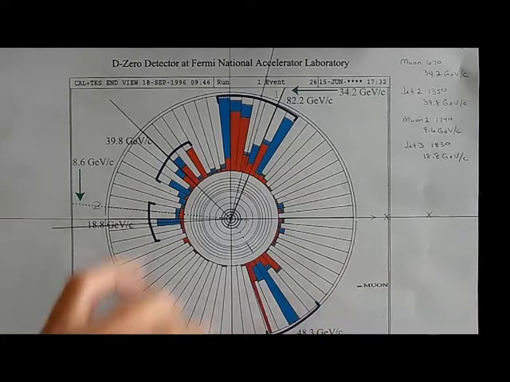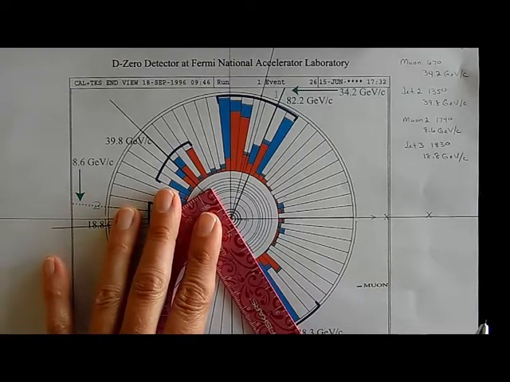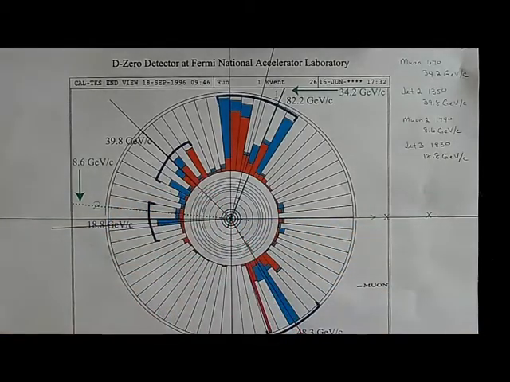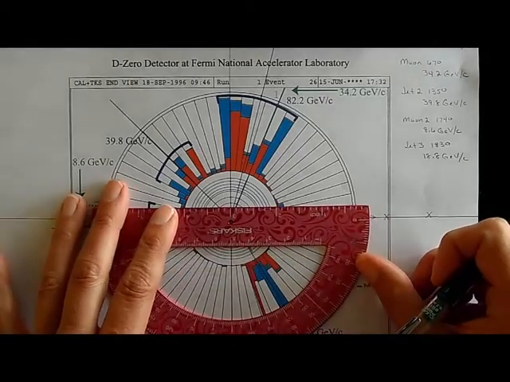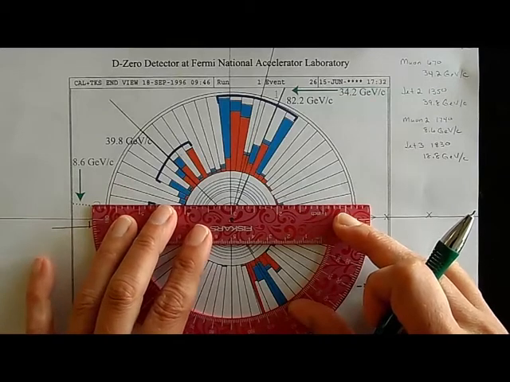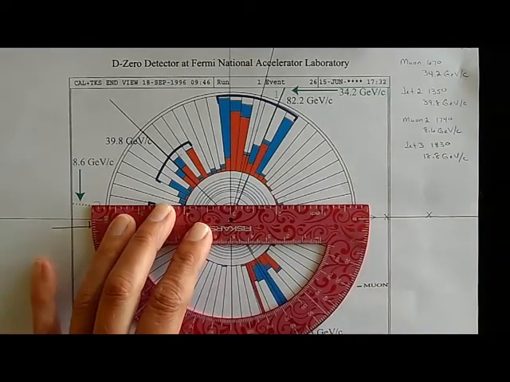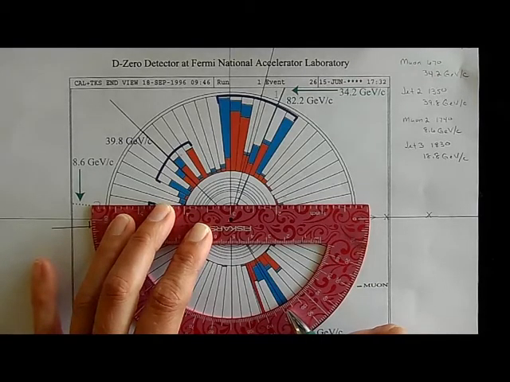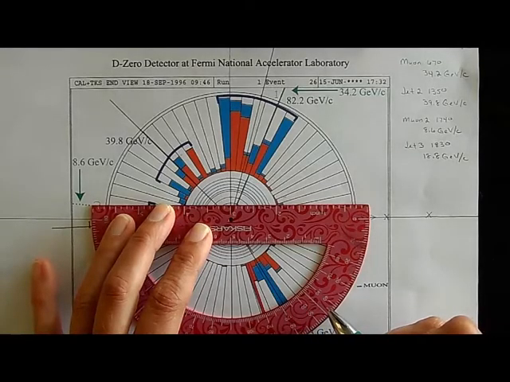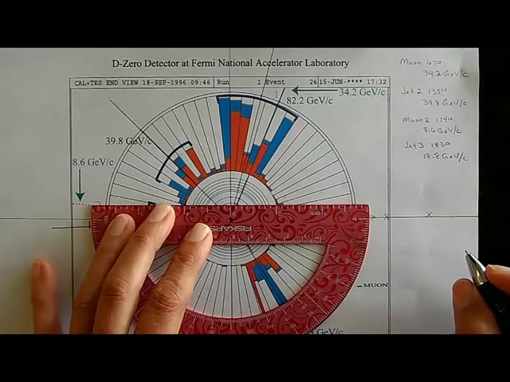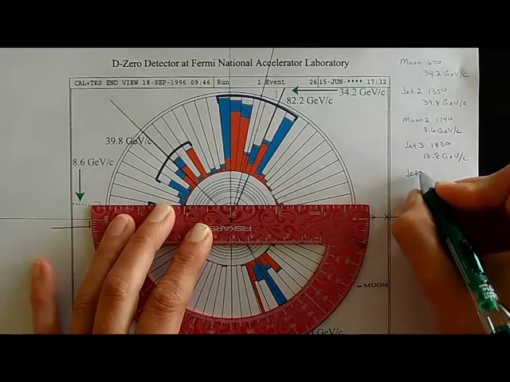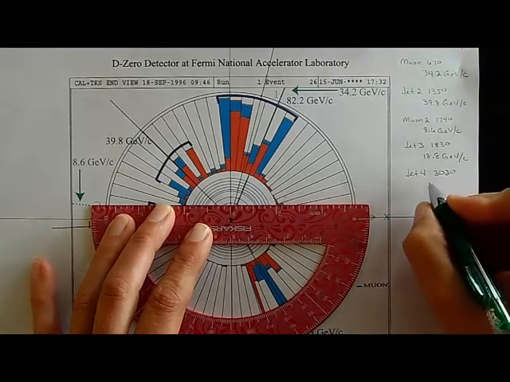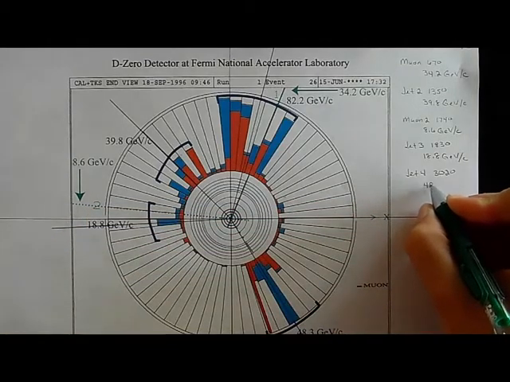And then we just have this one more. This is the center, so we're going to draw our line through the center of this. And if we line up our thing here, we've got, let's see, 122. So 180 plus 122 would be 302 degrees. So jet 4 is 302 degrees, and it has an energy of 48.3.